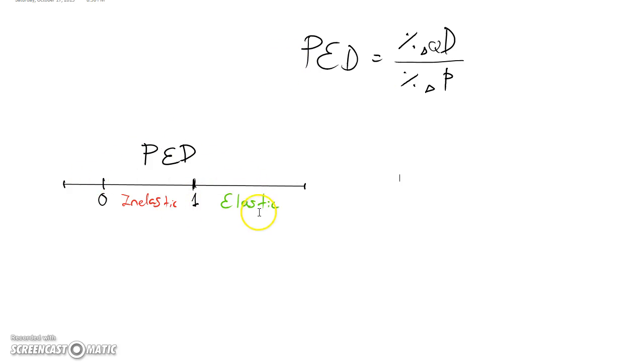There are two terms, elastic and inelastic. If a change occurs in price and it doesn't really affect the quantity demanded, we say it's inelastic. It's inelastic when PED is less than 1. Because if this value is smaller than this value, the result is going to be less than, oh sorry, less than 1. When a change in price really affects the quantity demanded, or when the percentage change in quantity demanded is higher than the percentage change in price, we say it's elastic.